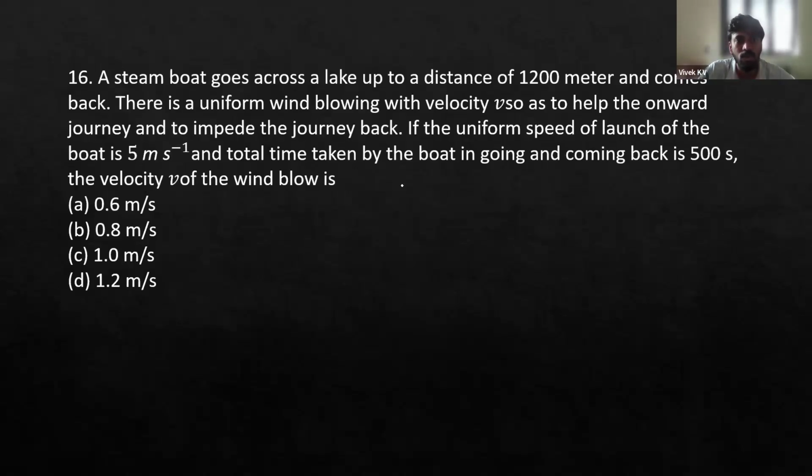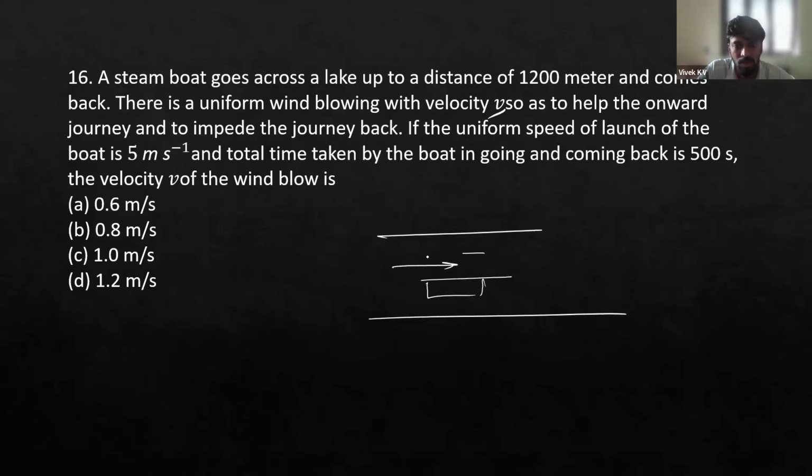So a steamboat goes across a lake up to a distance of 1,200 meters and comes back. There is a uniform wind blowing with a velocity v, so as to help the onward journey and to impede the journey back. So the wind actually helps when it is moving forward, and wind actually resists the journey of the boat while coming back. If the uniform speed of the launch of the boat is 5 meters per second, and the total time taken by the boat in going and coming back is 500 seconds, find the velocity of the wind blown.